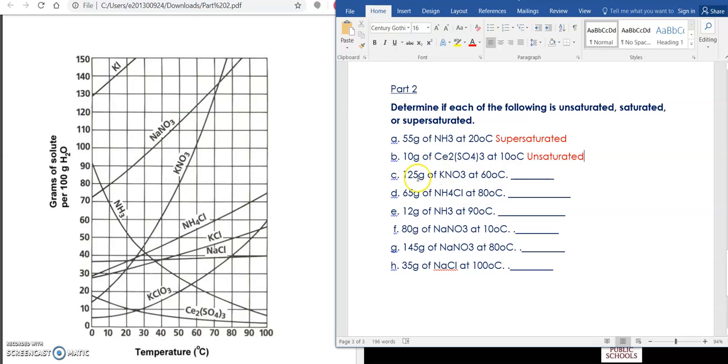The third one says 125 grams of KNO3 at 60 degrees. So I want to go to 60 degrees and trace up until I find KNO3. So at 60 degrees, I would be able to put in 100 grams, but I know that this says 125 grams. So I know that that's more than what can be saturated for KNO3 at 60 degrees. So this is going to be actually supersaturated, because if I trace all the way up to 125, it's above the line for KNO3. It's certainly above its saturation level of 100. So this is going to be considered supersaturated.